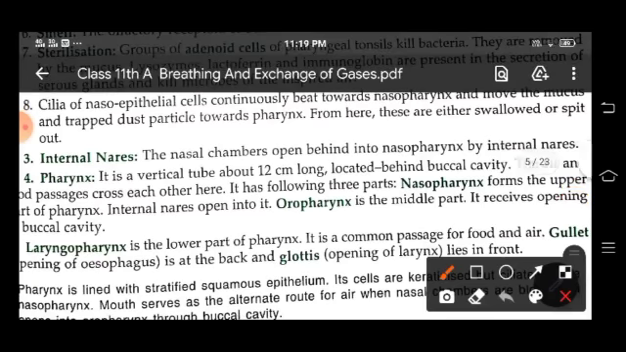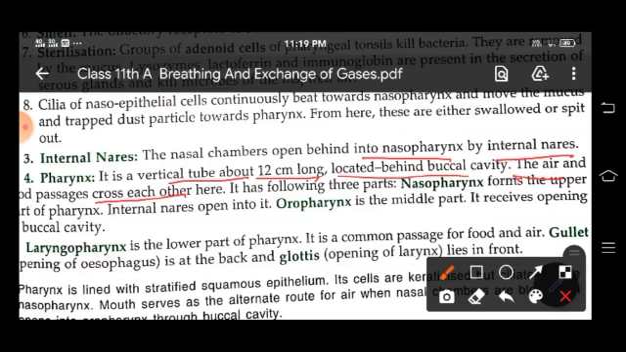Now the internal nares open behind into the nasopharynx. Next, after the internal nares, is the pharynx, which is a vertical tube, 12 centimeters long, located behind the buccal cavity. The air and the food passage cross each other here.